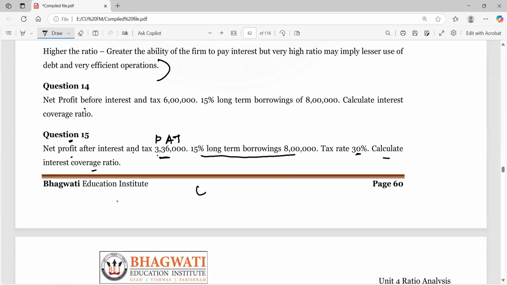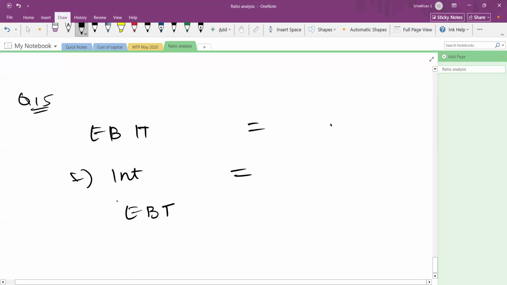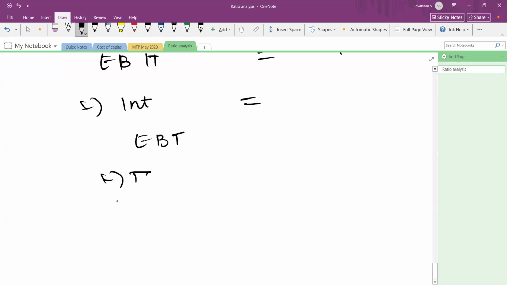What is the formula for interest coverage? It is EBIT by interest. Is EBIT directly given in the question? No. So we have to calculate it. How can we calculate? Do the reverse calculation. We don't know the EBIT; this is something which we need to calculate. Minus interest, we will get EBT. Minus tax at 30 percent, we get EAT. Now, what is the earnings after tax given in the question?